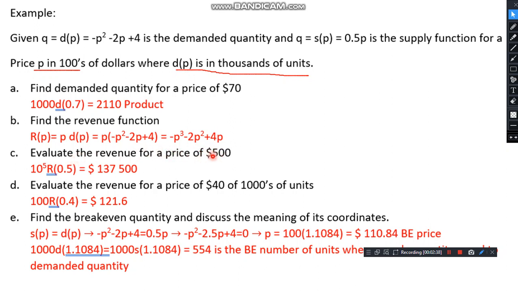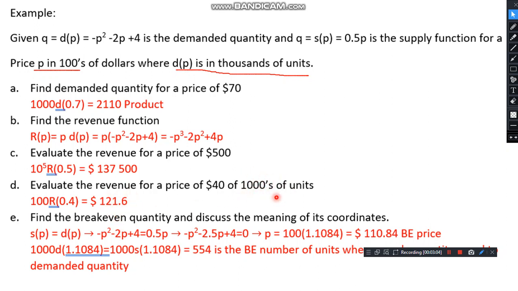Now here the unit of revenue is the unit of P times the unit of P, which is the price times the demanded quantity. So we need to multiply it by 10 power 3, and here 10 power 2, 10 power 5, R of 0.5, which is 137,500. Here we're going to ask it in another way. Find the revenue for the price of $40 of thousands of units. So here the answer is in thousands.